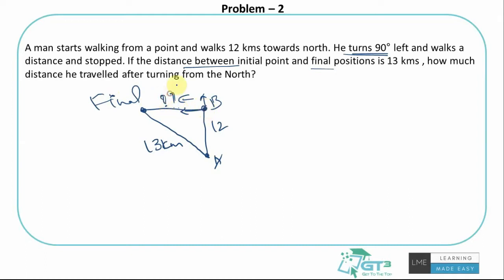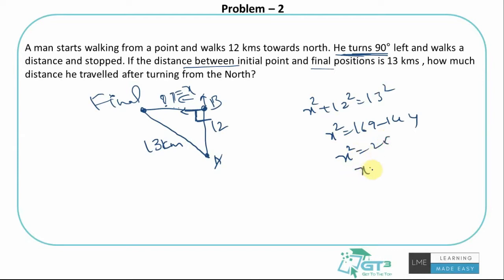Right, I need to find this. So let's assume it to be x. So again it's a right angle triangle because of 90 degrees. He turns 90 degrees. So x square plus 12 square should be 13 square. So x square is 169 minus 144, which is 25. So x is 5. So this must be 5 kilometers.